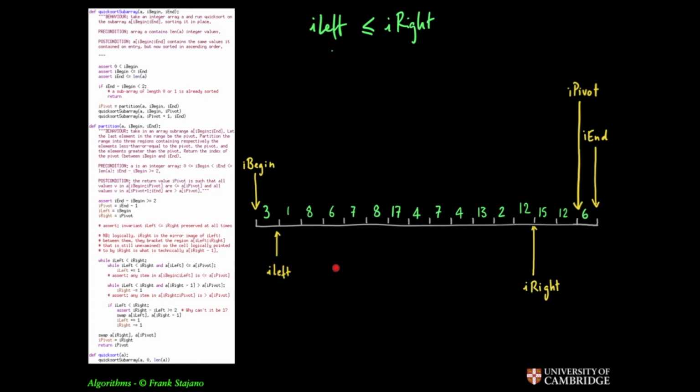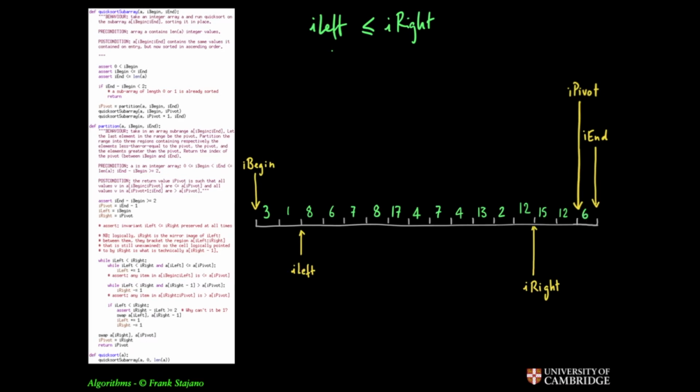So now I move my left to the right as far as it goes. Again, is this value 1 less than or equal to the pivot? Yes, I moved it there on purpose, and so I can advance by 1. Now, is this value 8 less than or equal to the pivot? Unfortunately no, so I'm stuck again with left.